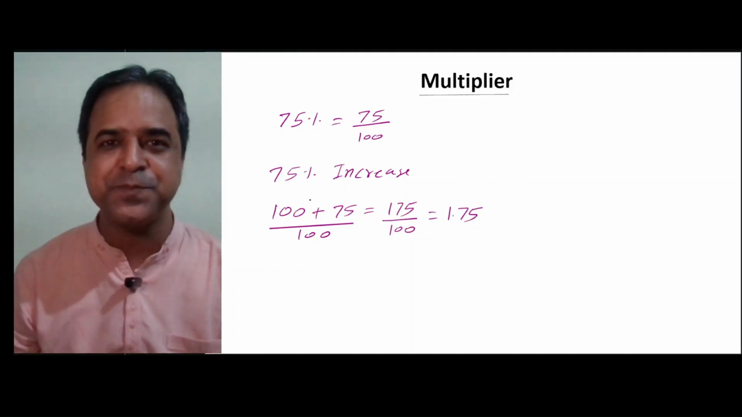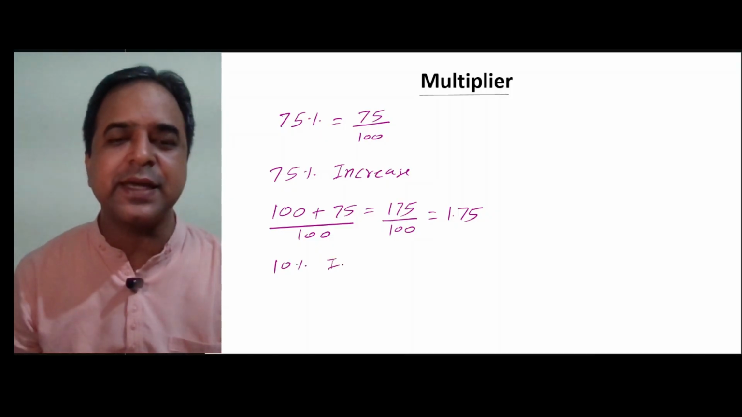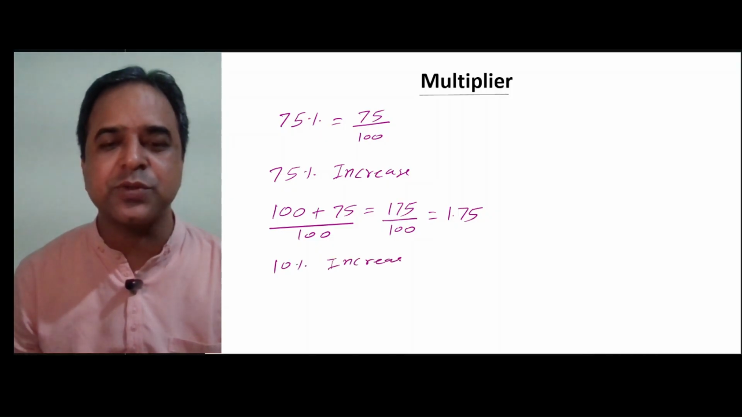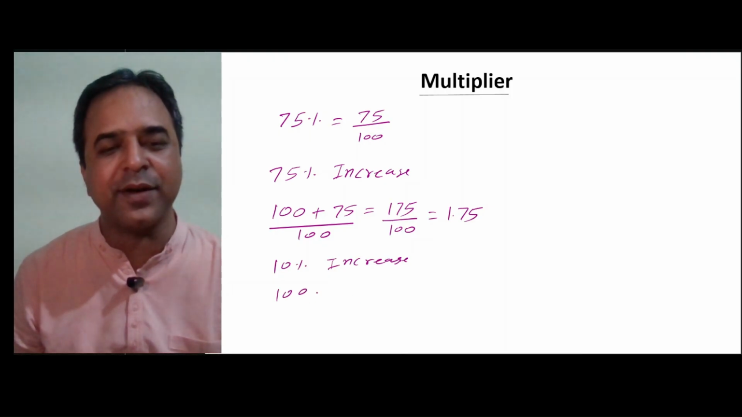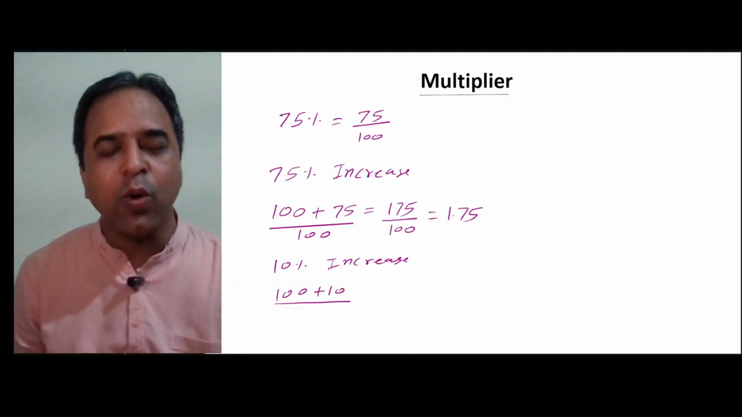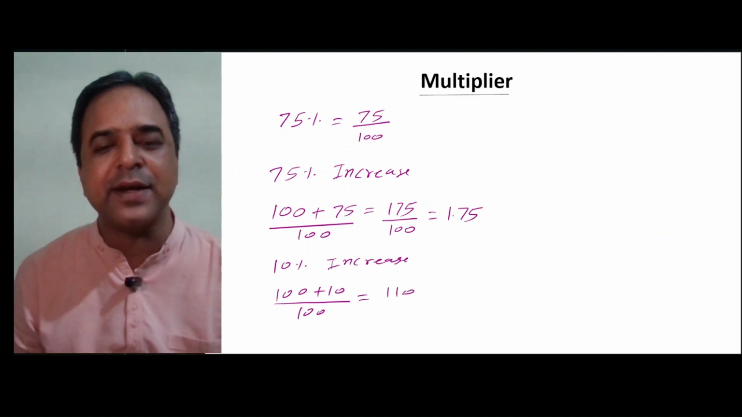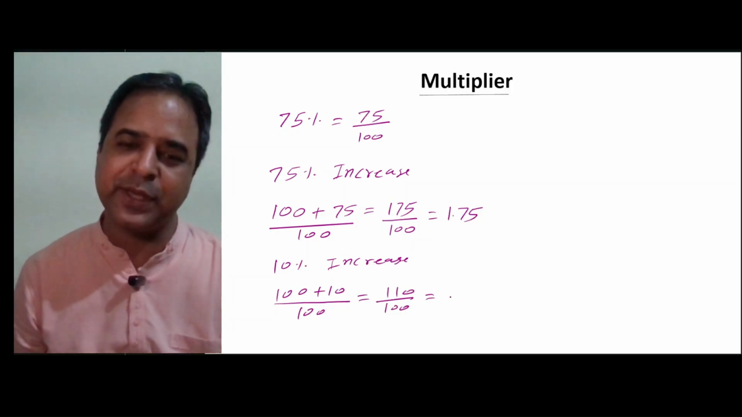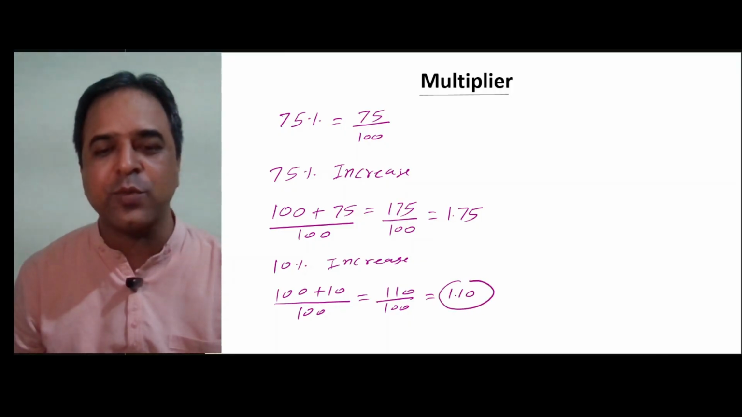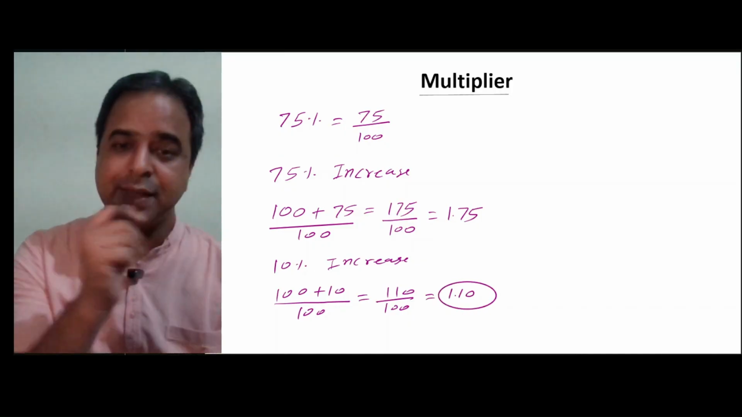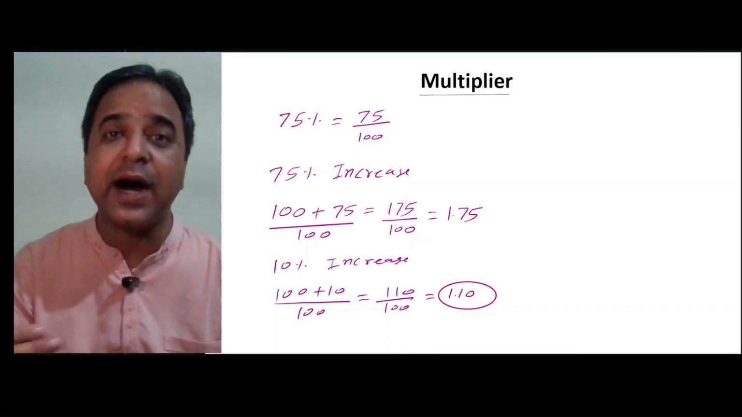So here your multiplier becomes 1.75. Understood? So again we can take an example. Suppose there is a 10% increase. In that case, again, you will be adding it to 100. So 100 plus 10 whole upon 100 only. So that will give you 110 upon 100, which will make it 1.10. So your multiplier is 1.10 over here.